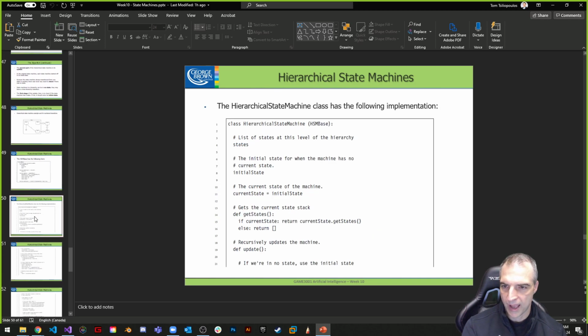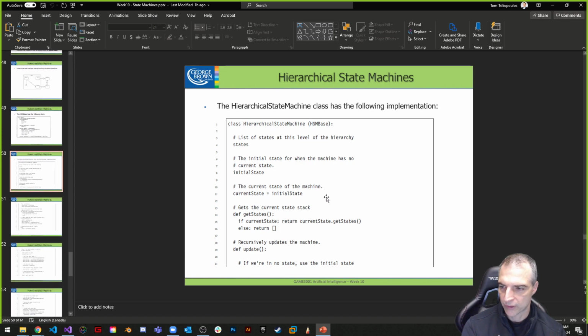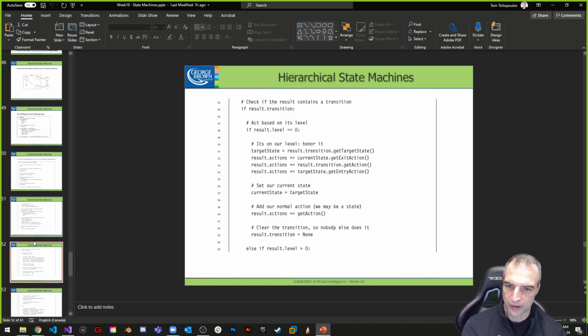And then what you would have is a hierarchical state machine that inherits from or extends the hierarchical state machine base, and that allows you to recursively update the machine so that it kind of says, okay, am I in the right state? Take a look at my state. If not, go to the next state. So it's kind of interesting, more challenging to write, and it's many pages. I'm not going to go through this. This is for your viewing pleasure.